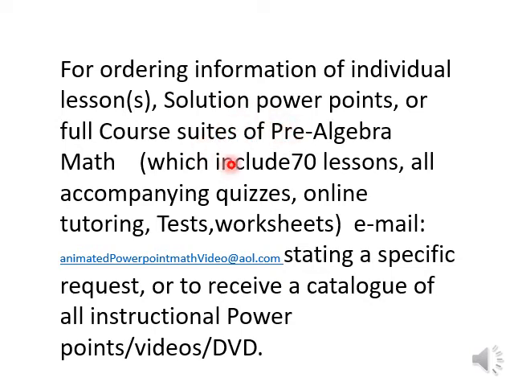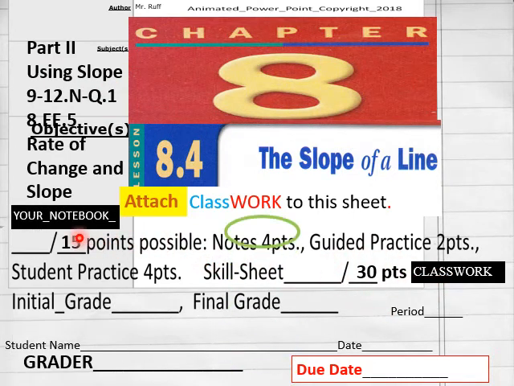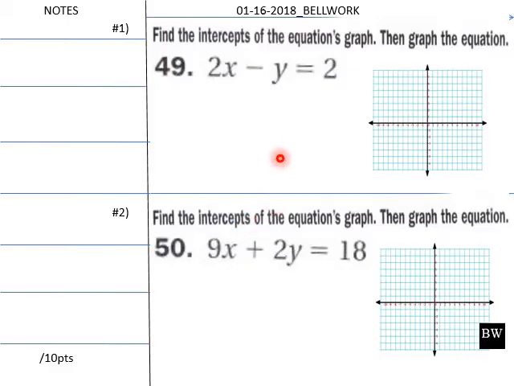Hello everybody, getting ready to do lesson 8.4 part 2 of pre-algebra math today. For 8.4 part 2, slope of a line, we've got 30 points on your class worksheet, and 15 points that go into your notebook for this lesson, so I'll have that out. Let's go right into today's bell work.